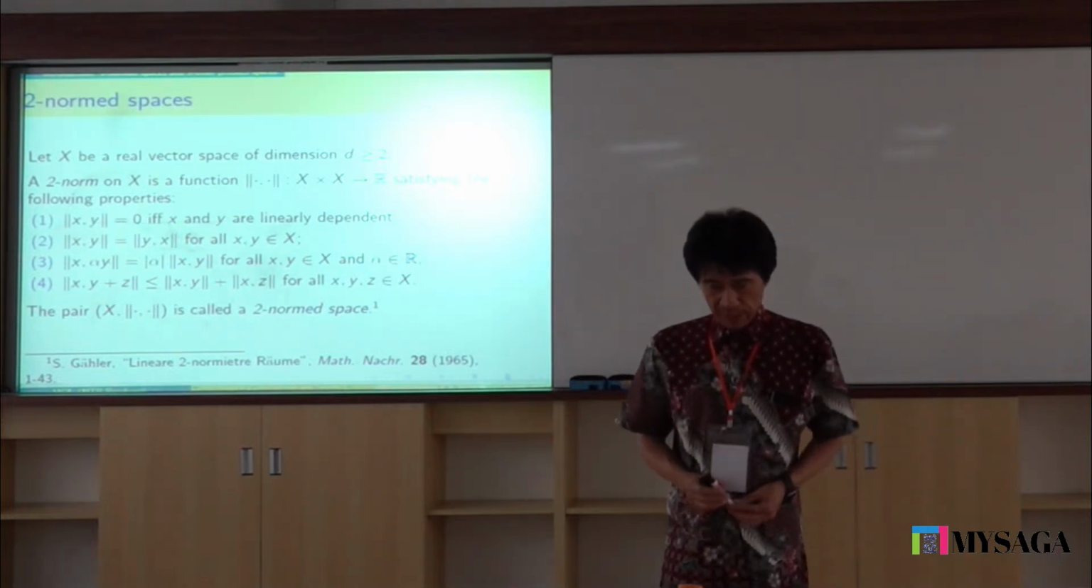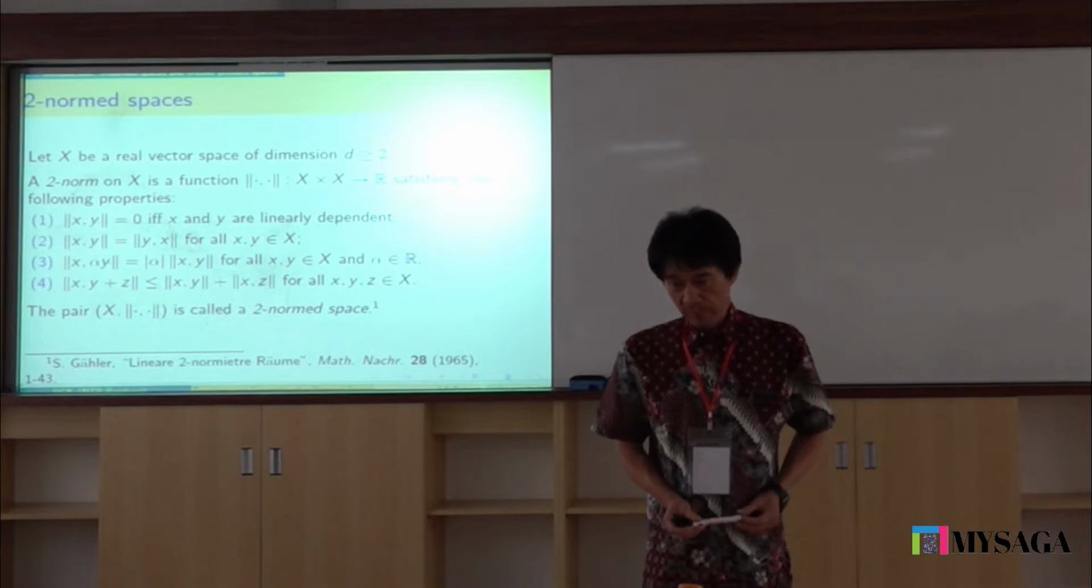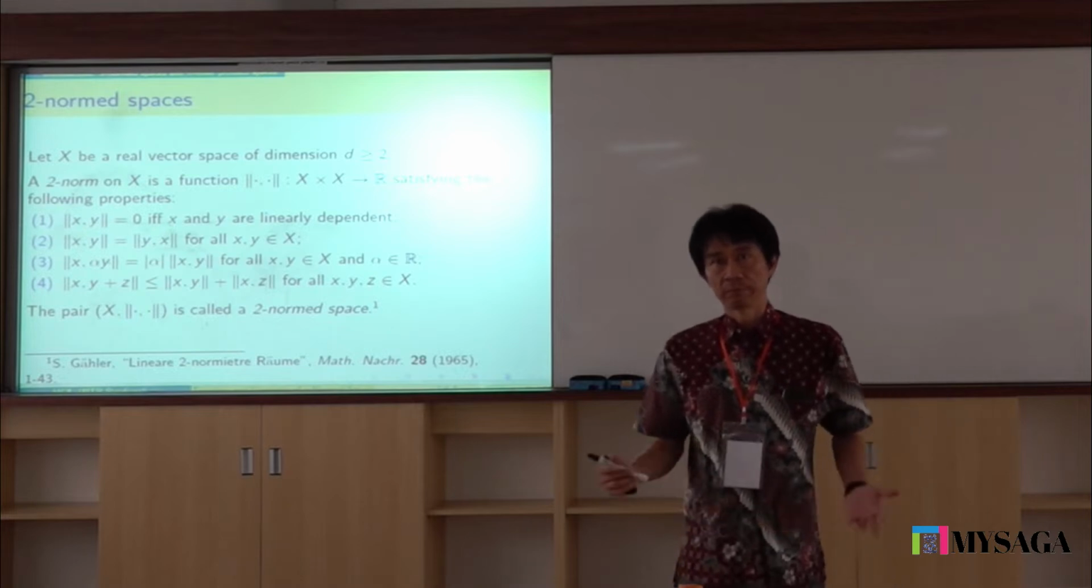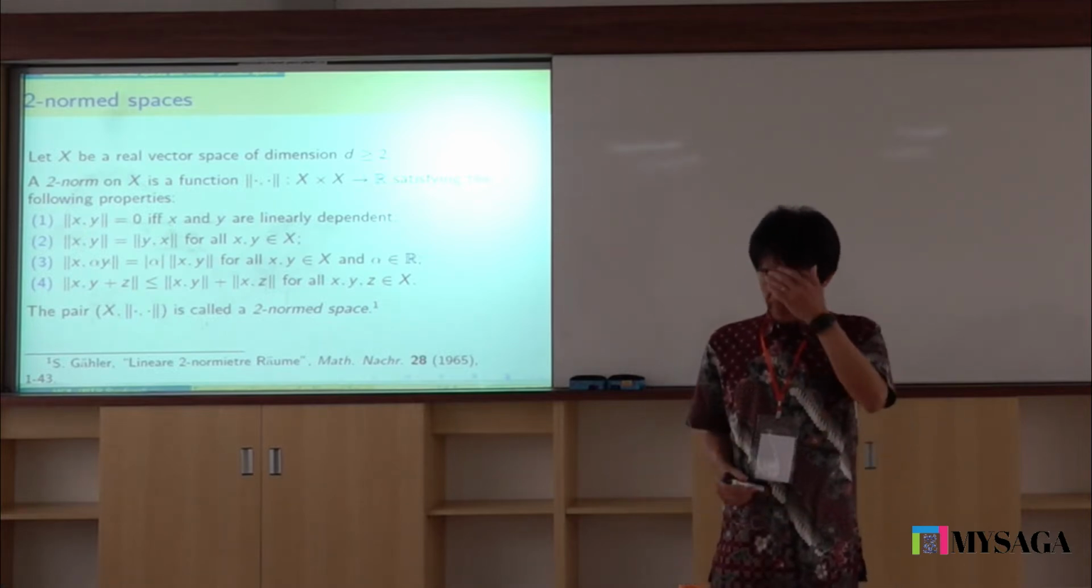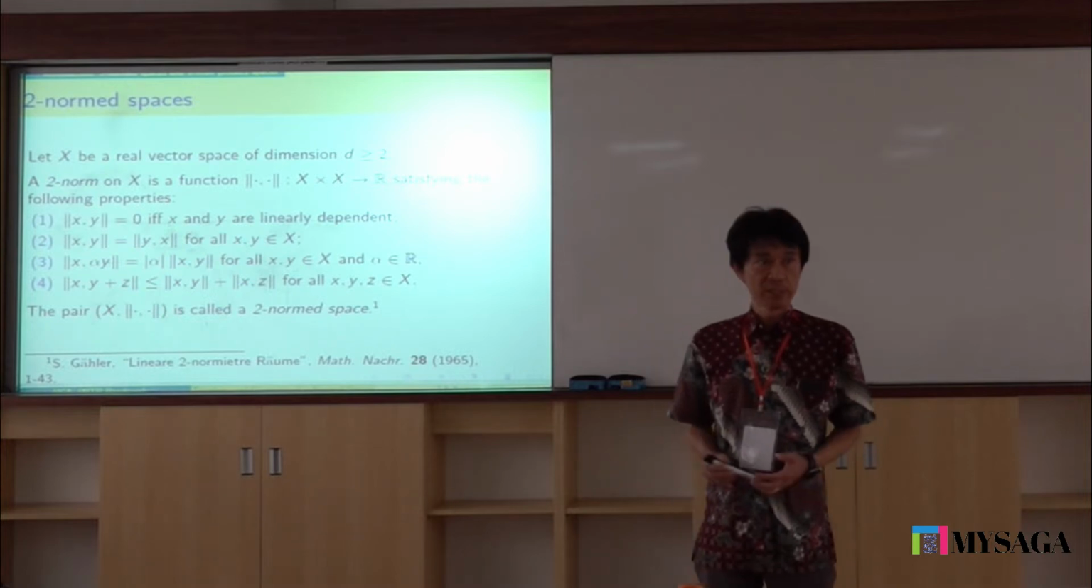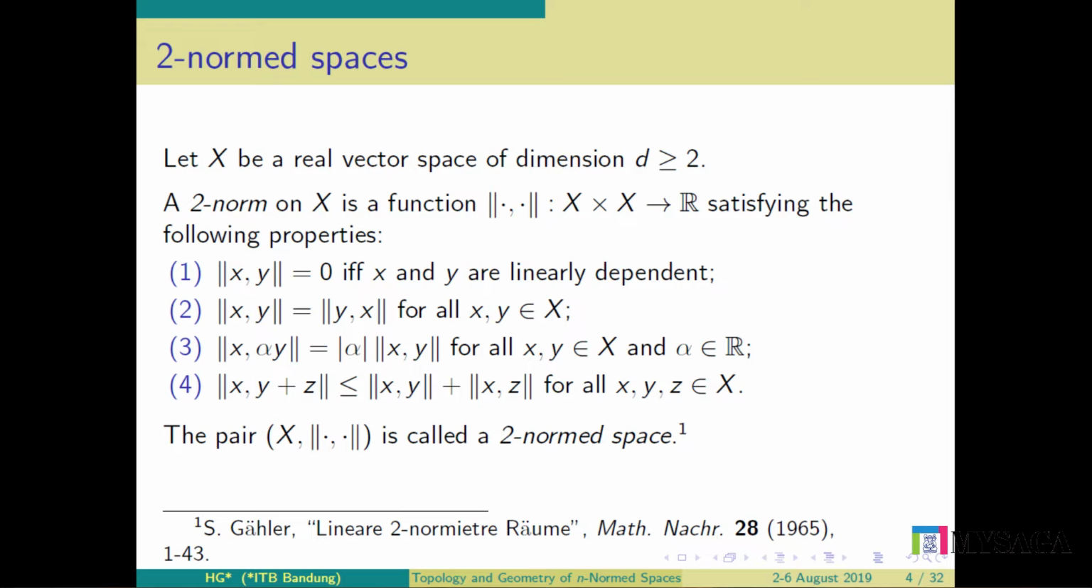Assuming that you know the norm space, I will begin with the notion of 2-norm spaces. So here, the vector space X is at least of dimension 2, because we are going to talk about something geometrically related to the notion of area. So the dimension should be at least 2. A 2-norm on X here is a function of 2 vectors, so it's on X cross X, satisfying the following 4 properties.